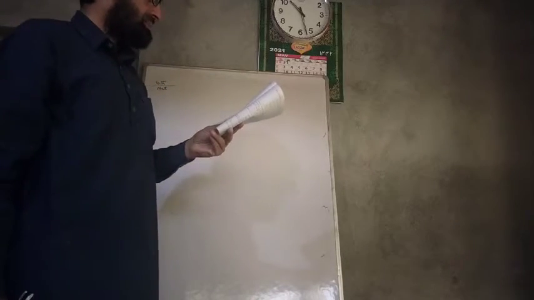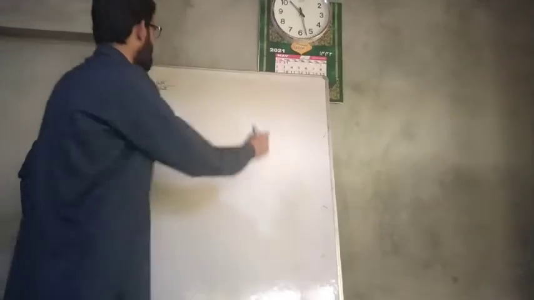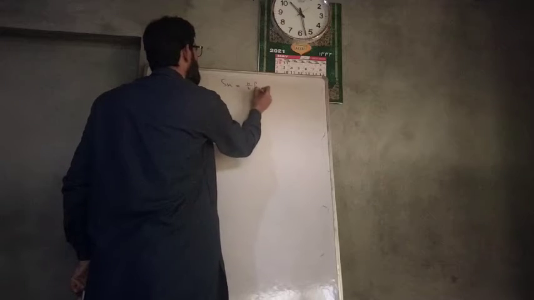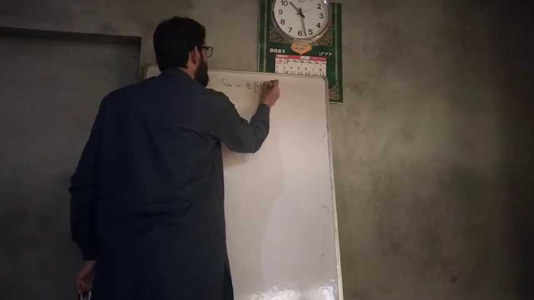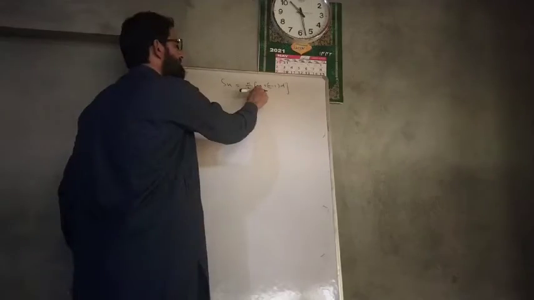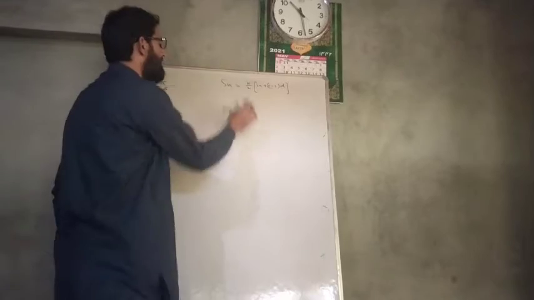It is 10th class math and we are discussing arithmetic progression. In our previous lesson we discussed some questions: how to find the sum of n terms of an AP. Sn is equivalent to n by 2 into 2a plus n minus 1 into d, where n is the number of terms, a is the first term, and d is the common difference. This is how we can find the sum of n terms of an AP.